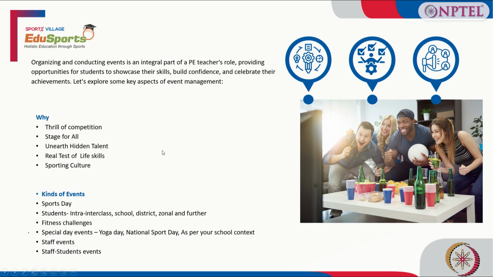Let's revisit why events are important. It is because of the thrill of competition. Everybody wants to compete, whether it is students or teachers. So you can have different events for students, different events for teachers. It is a stage for all to showcase their skills. It's a very great tool to detect talent or identify talent, right?